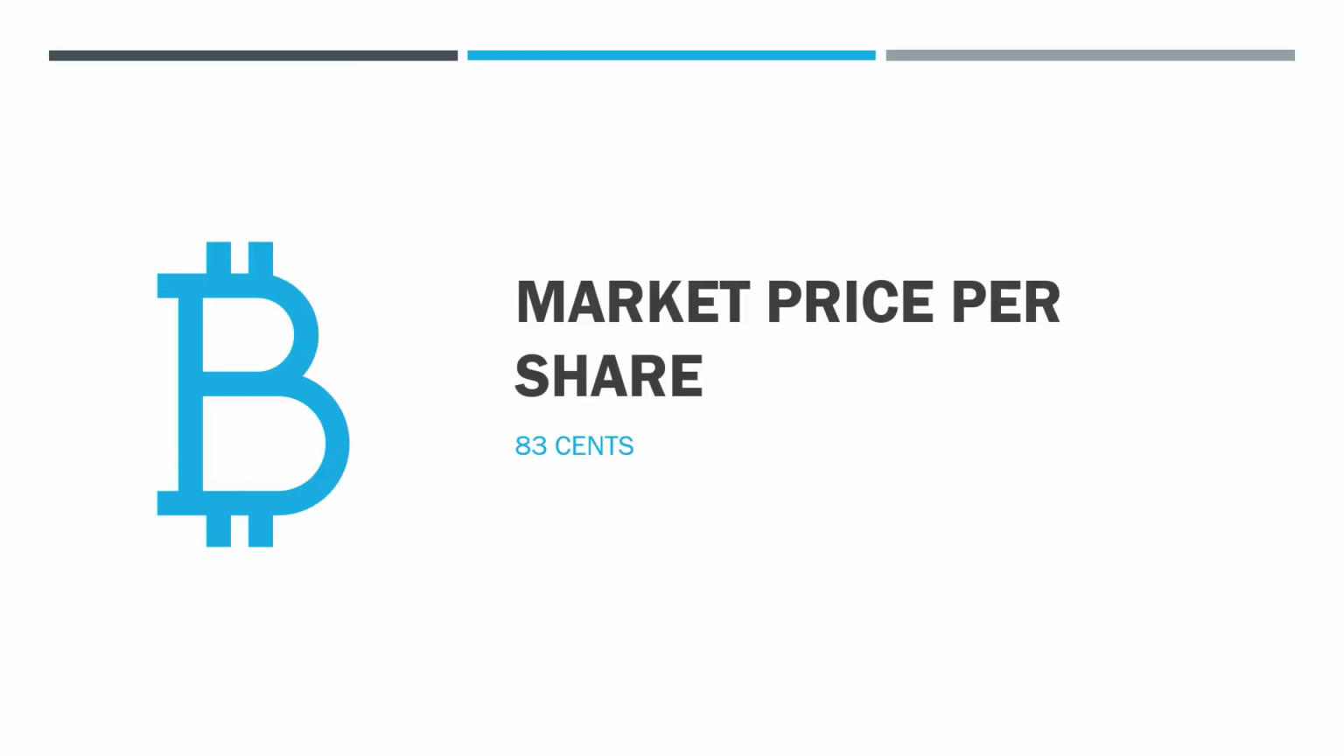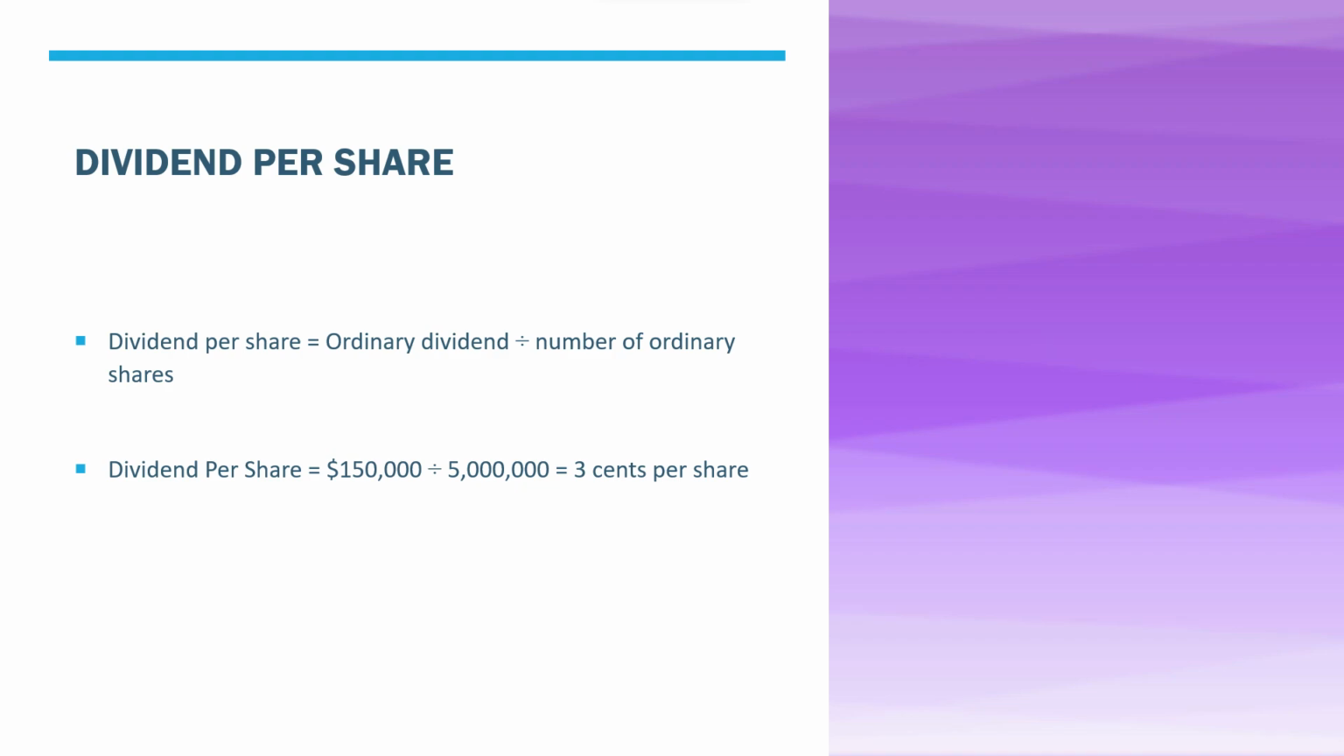From the question, we know that the market price cumulative of dividend is 83 cents. However, we don't know the amount of dividend in this market price. To calculate the dividend in the market price, we must divide an ordinary dividend with the number of ordinary shares. In equation form, dividend per share is equal to ordinary dividend divided by number of ordinary shares. Since the ordinary dividend is $150,000 and there are 5 million ordinary shares, therefore we will divide $150,000 by 5 million shares, and this will give us a value of 3 cents per share.